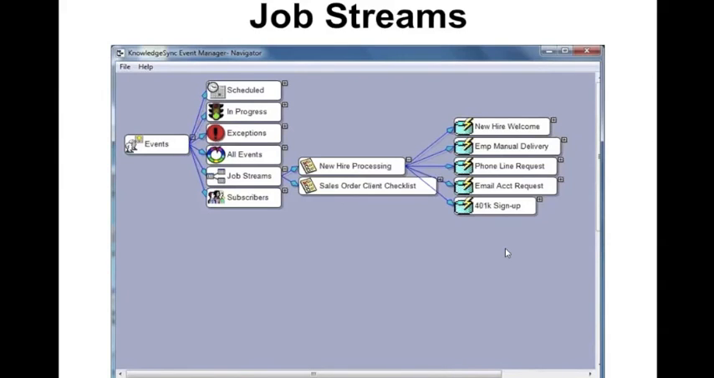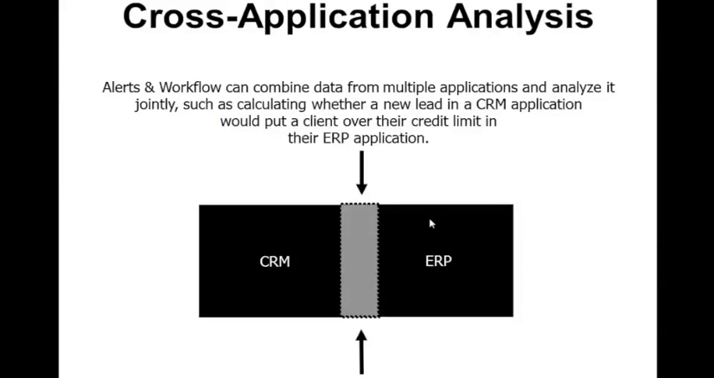Job streams, brand new and graphic in nature. Each stream can consist of up to 1,000 steps. The individual events in the stream can be made dependent on each other. You can rearrange the steps. It's just a lot of fun.